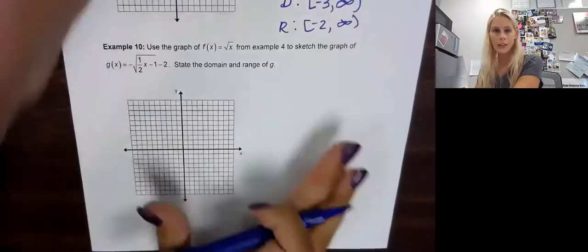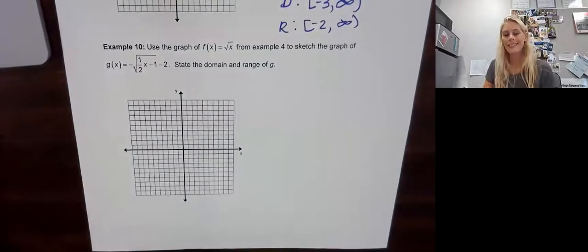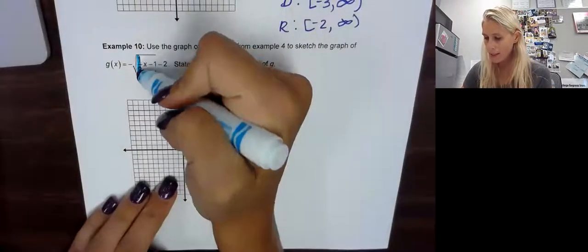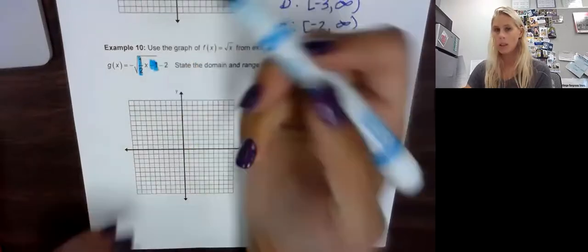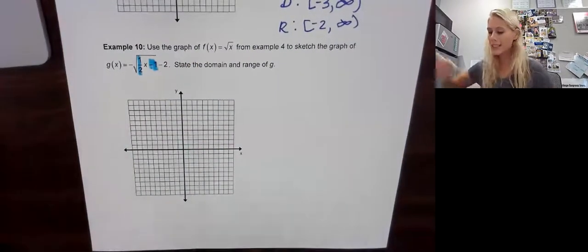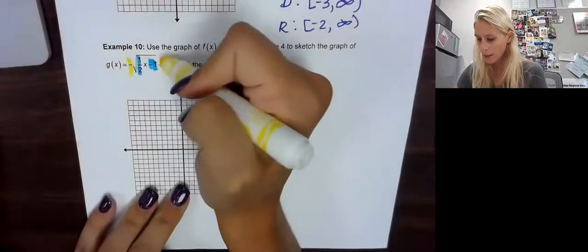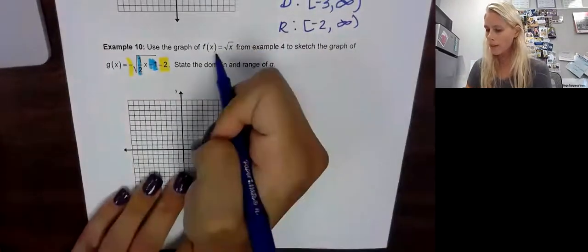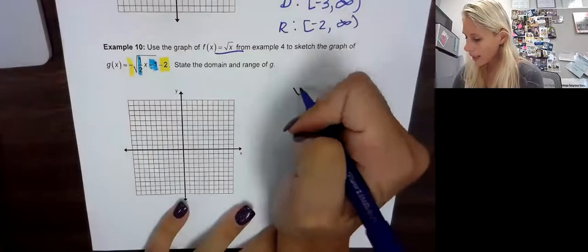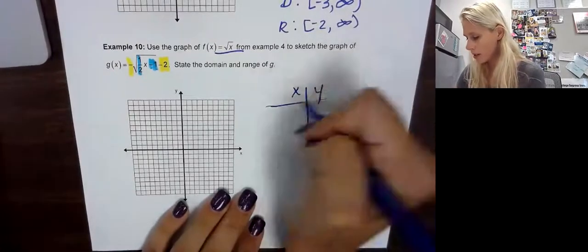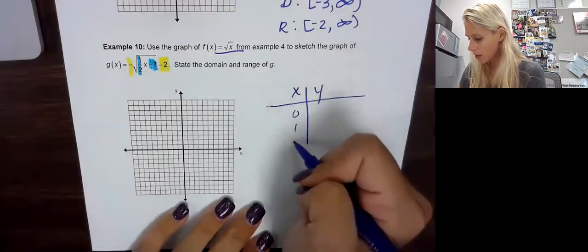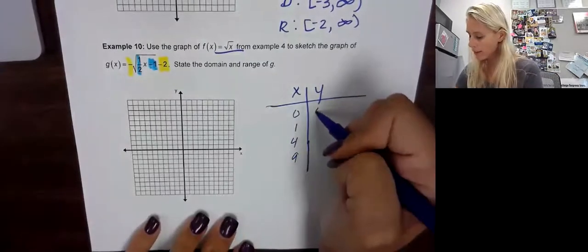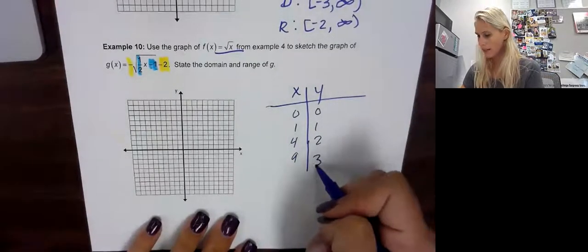All right, let's see. I'm going to use my highlighters again just to make sure. On the inside, I'm going to highlight blue. On the inside, I have a -1/2 and I have a -1. On the outside, don't forget here, I have a negative out front and a -2 on the outside. Parent function, so x, y: I have 0, 1, 4, and 9. I'm just going to keep that 9 in there just in case. So I have 0, 1, 2, and 3.